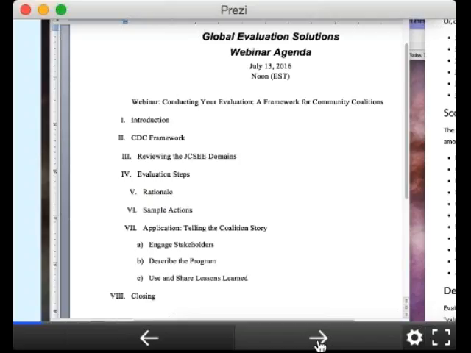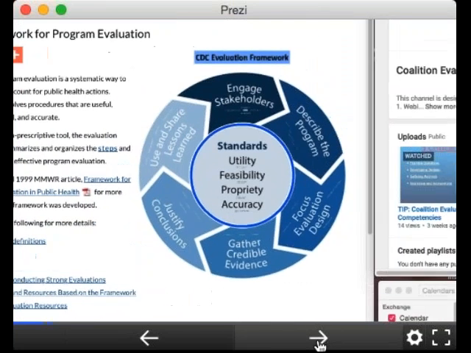Then we're going to go over the CDC framework in a little more detail. We're going to talk about each evaluation step. We're going to provide information on the rationale or the overall purpose for that step. And then we're going to talk about some sample action steps that would occur during that phase of the framework. Finally, we're going to get into a section called Telling the Coalition Stories. So this information hopefully will be more useful to you as you move forward. This is certainly information that can be helpful beyond just laying out what the steps of a good evaluation should be. So let's get started.